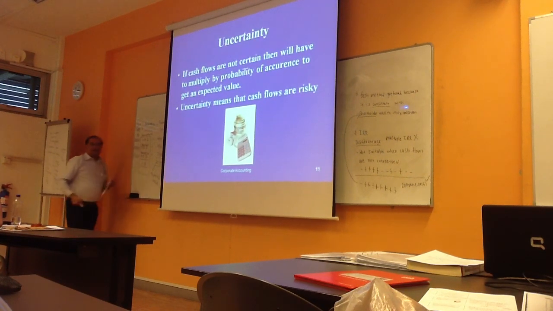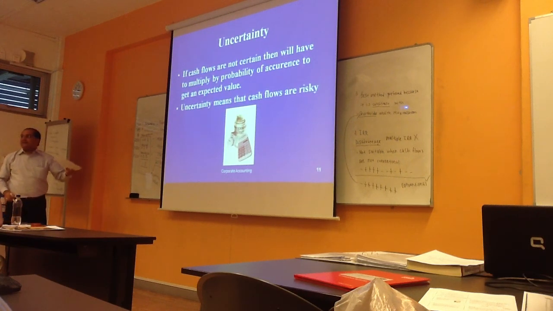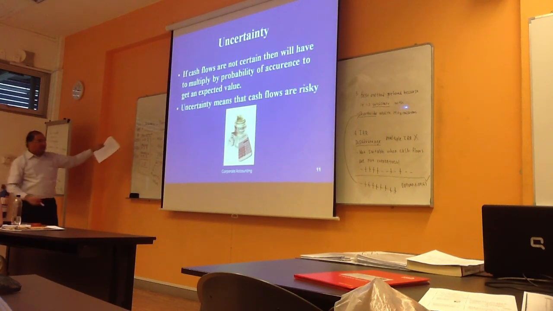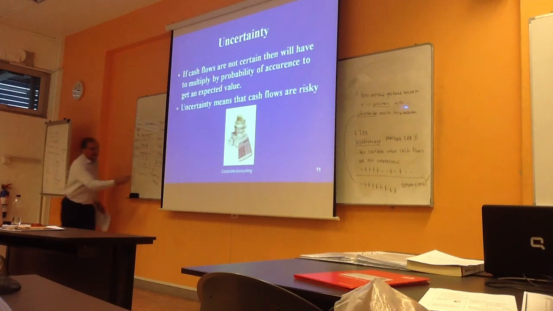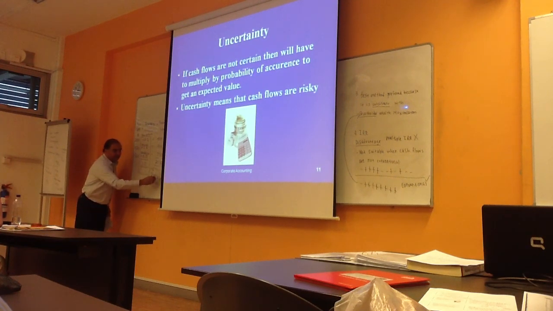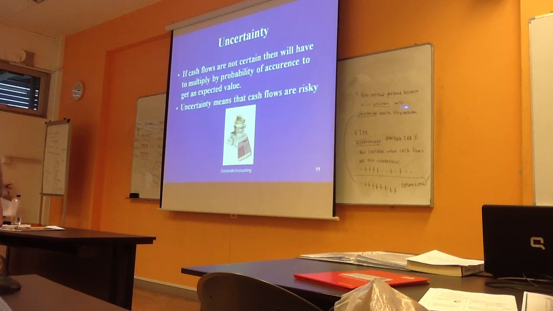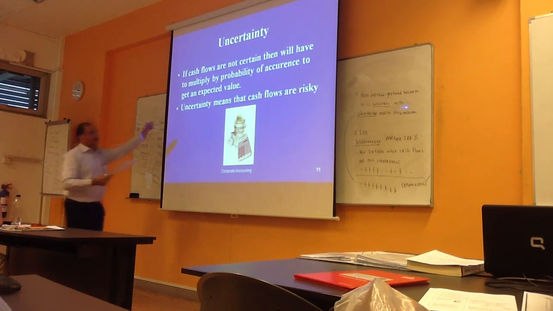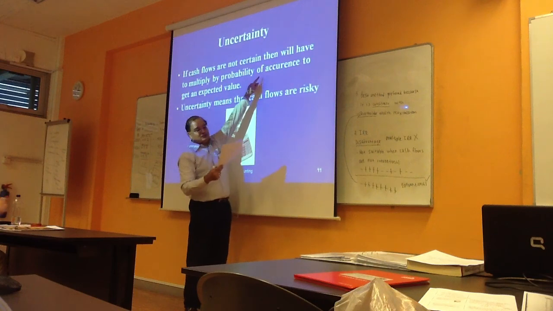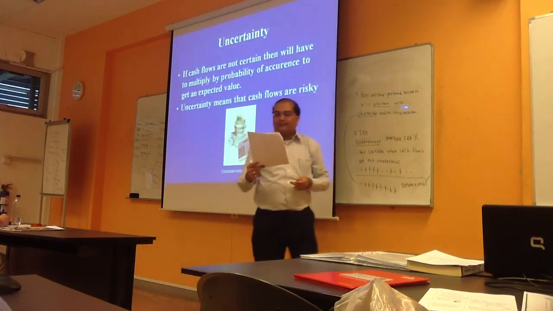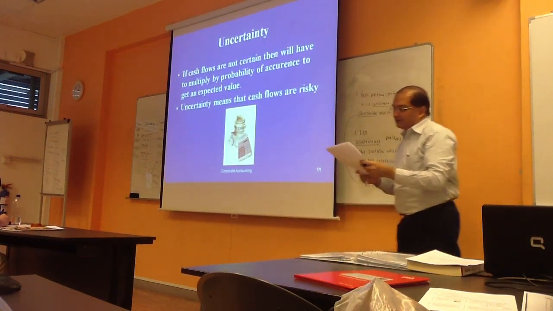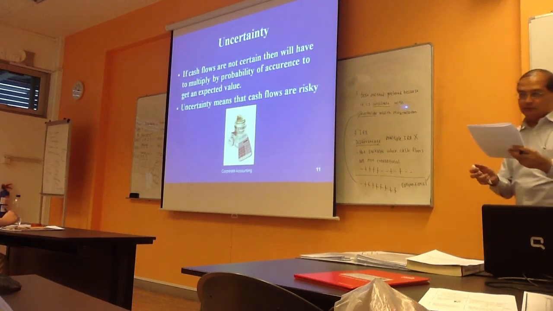So if we are not sure of a certain scenario, we will try to get the probability and an expected value for our calculations. This is referring to an uncertain number where we have some probability of occurrence. Sorry, this one should change to O; this changes to occurrence. Probability of occurrence to get an expected value.